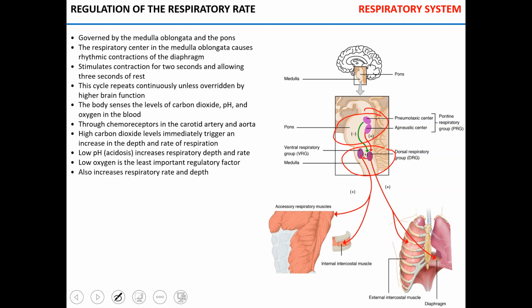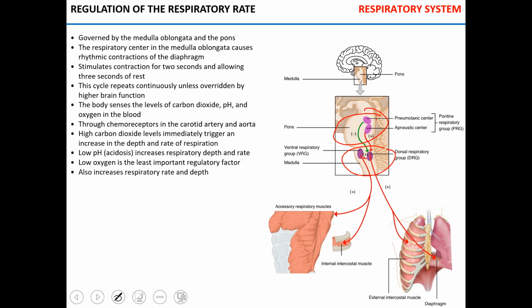Dorsal respiratory group and pontine respiratory group, they regulate your breathing rhythms when you, for instance, exercise or you talk or you sing. Chemical stimuli have a really important role in regulating our respiratory rate and the depth. Essentially, there are three chemicals that play the main role. It's carbon dioxide, pH or acidity, and oxygen in the blood.